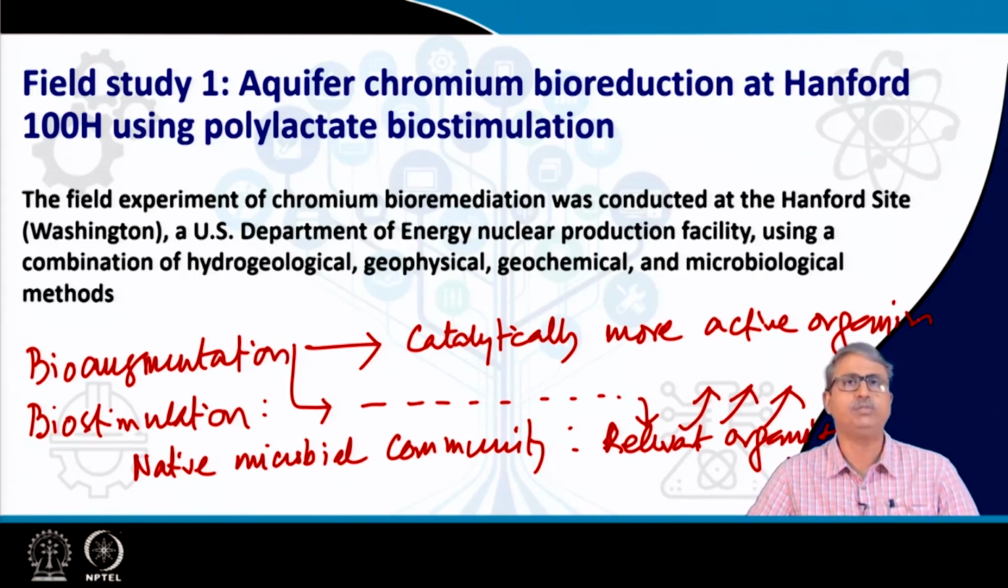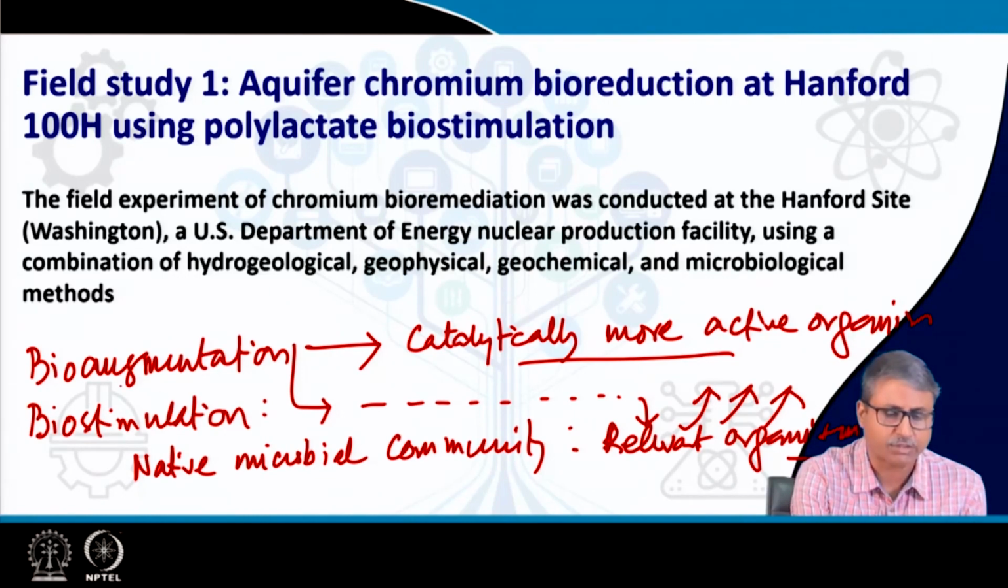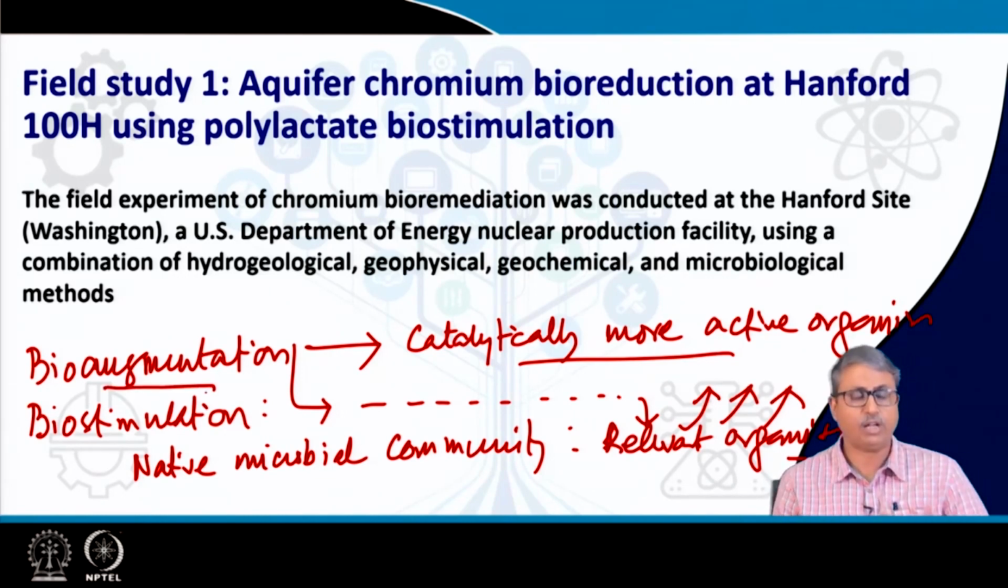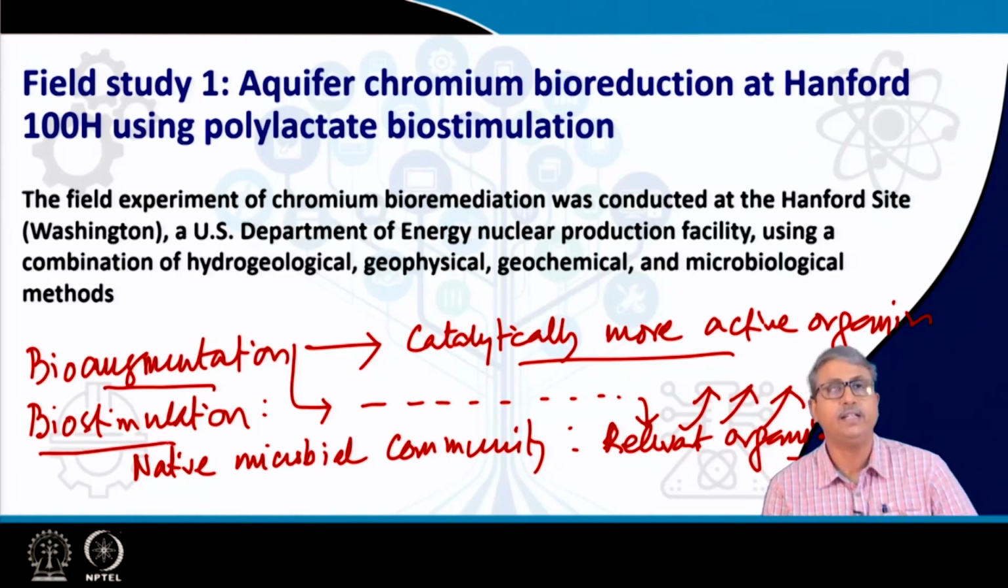For example, if you want chromium bioremediation, we should have in mind that the chromium must be remediated through reduction, that is, hexavalent chromium needs to be reduced to trivalent chromium. So, a catalytically active organism means simply a chromate reducing bacterium. We should have some bacterial cultures, some bacterial strains, and we can adopt that strategy, which is called bioaugmentation. In case of biostimulation, we do not add any bacteria directly, rather we add some stimulating agent.